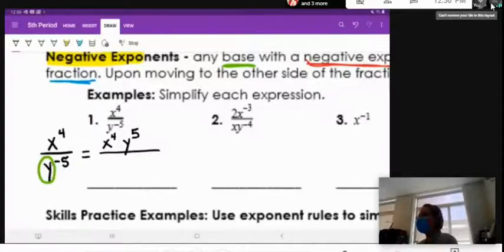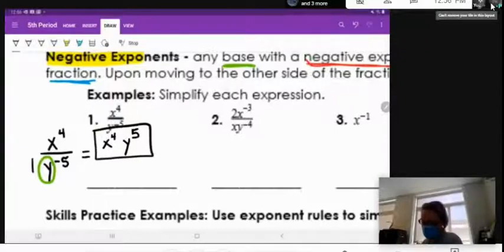So what's left at the bottom of that fraction? Everything disappeared. So we would just pretend there was like a 1 out front. We would put a 1 down here, but you don't need to write this, right? Anything over 1, you can just get rid of that 1. So I'm going to go ahead and erase this. Our answer would just be x to the 4th times y to the 5th. Now, this can't be simplified anymore because these are not the same base, so we can't put them together and we're done.